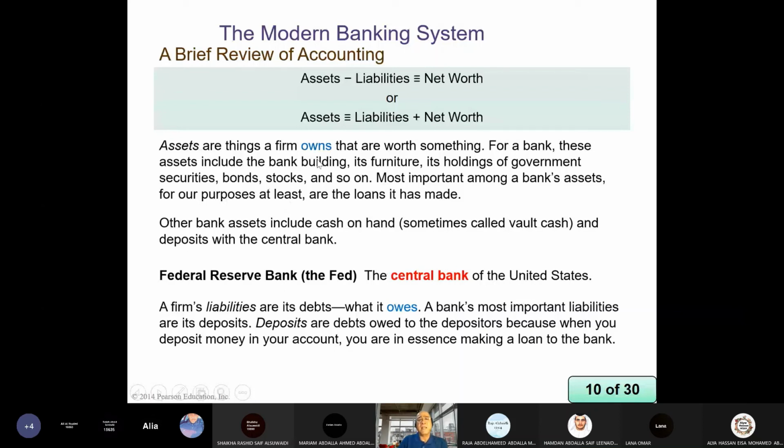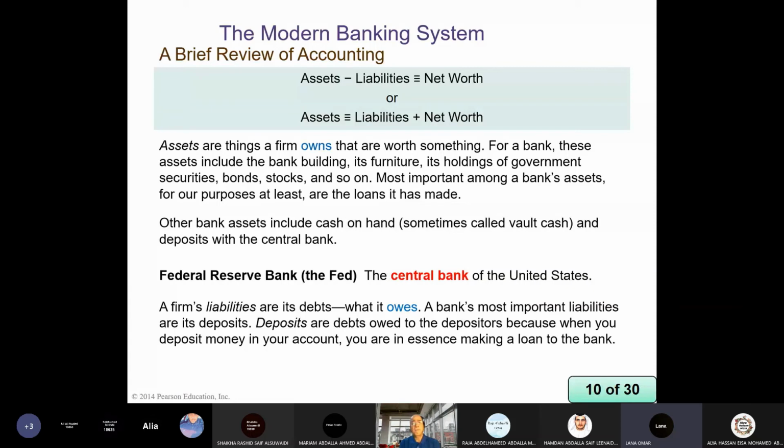So what are the assets? Cash or reserve plus loans, building, government securities, or national bonds. Federal Reserve Bank, the Fed, the central bank of the United States.